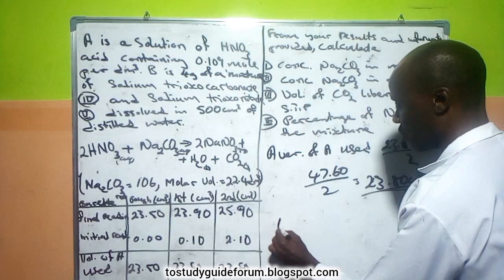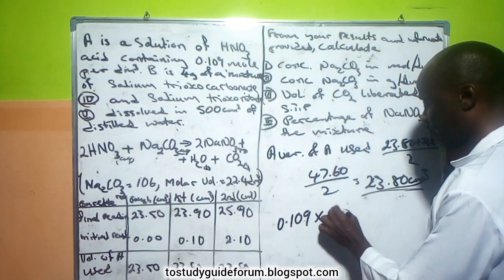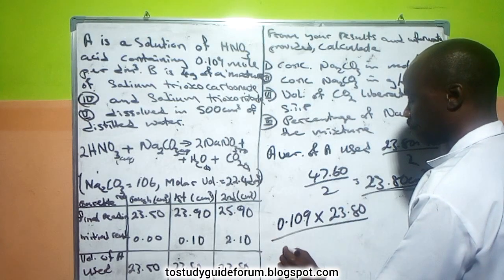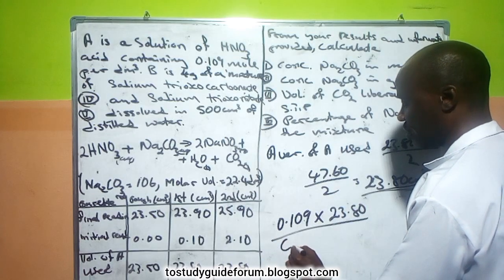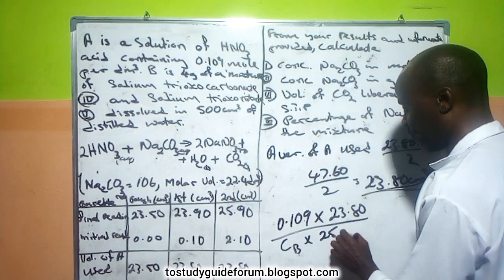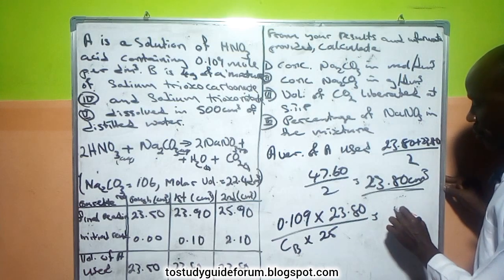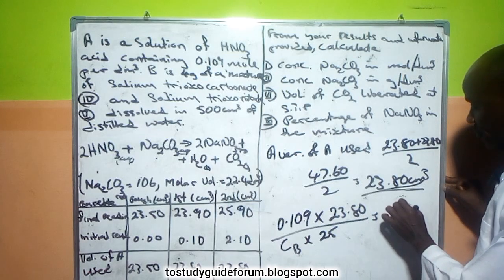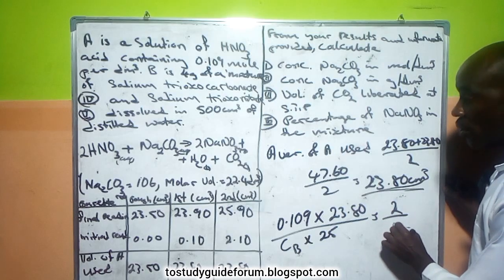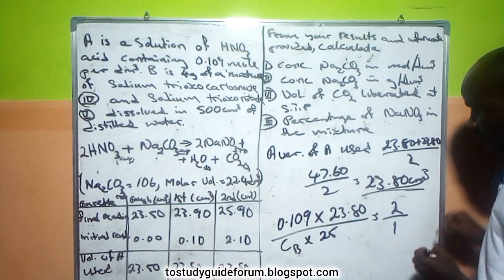The concentration of the acid is 0.109 times the volume, which is 23.80 cm cube. The concentration of B in mole per dm cube is what we don't know, but the volume is 25 cm cube, equal to the mole ratio of the acid, which is 2, and the mole ratio of the trioxocarbonate, which is 1.